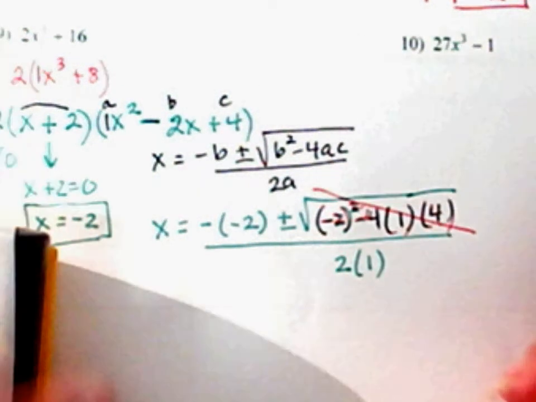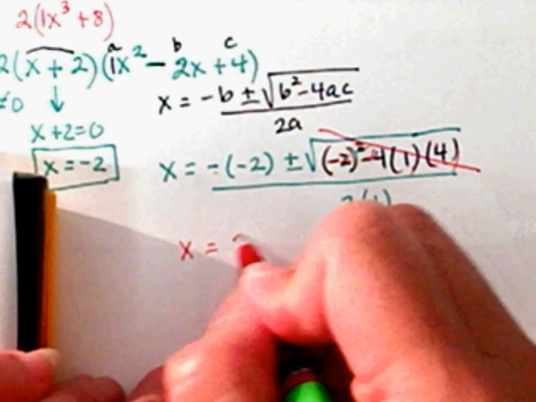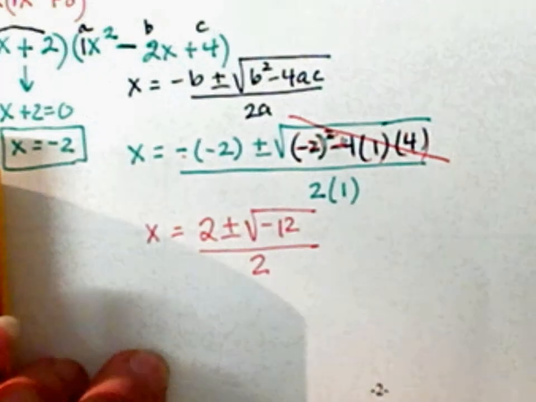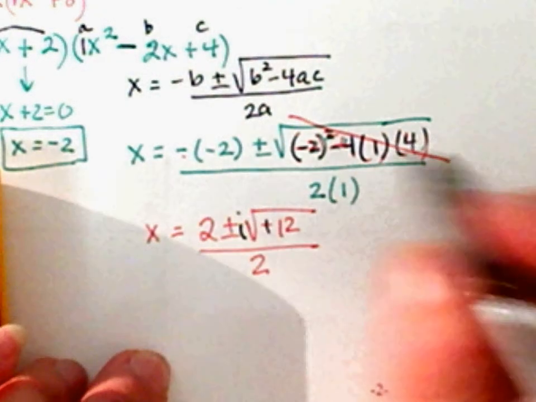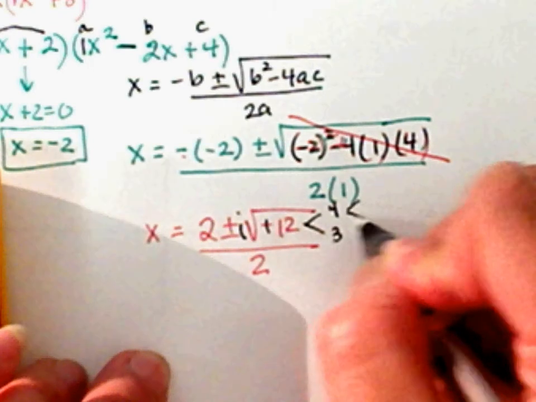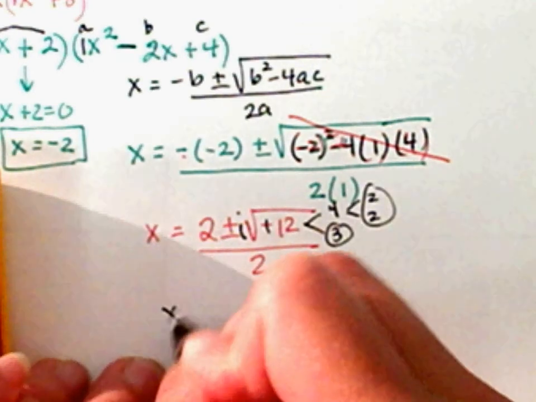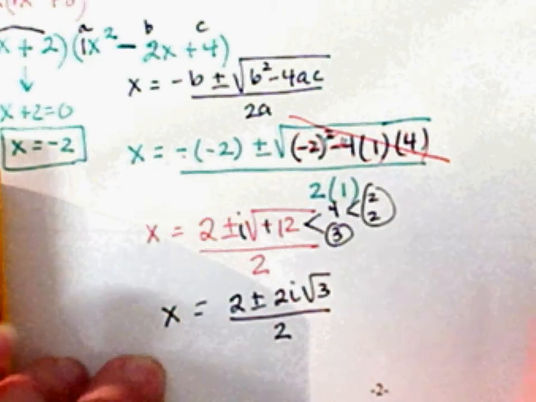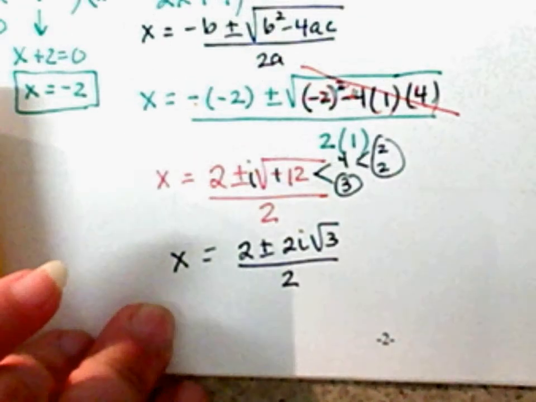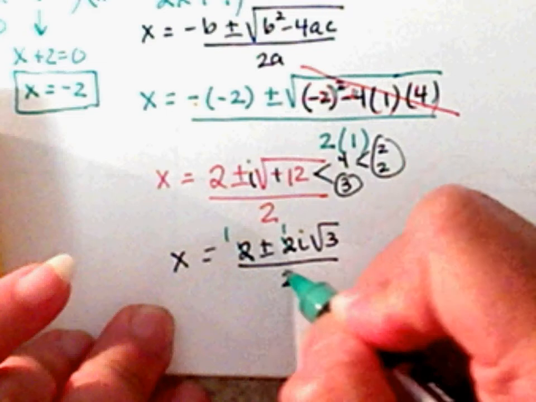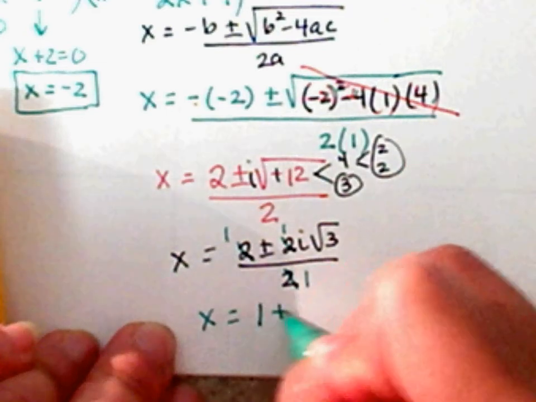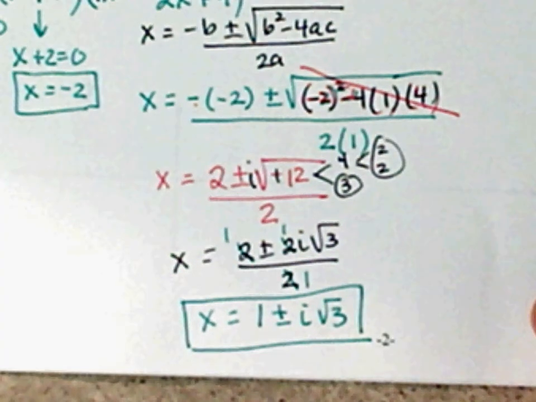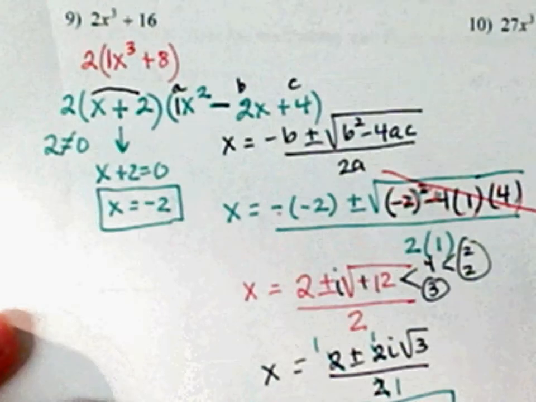So x is equal to negative times a negative is positive, plus or minus negative 12 over 2. Okay. Bring that out as an i, and factors of 12 is 4 and 3, 2 and 2. 2 of a kind, 1 left over. So x is 2 plus or minus 2i square root of 3 over 2. Now if you look, you see how these guys all have a 2 in common? Divide each one of these by 2. So x is equal to 1 plus or minus i square root of 3. And there you have your 2 answers. That's number 9.